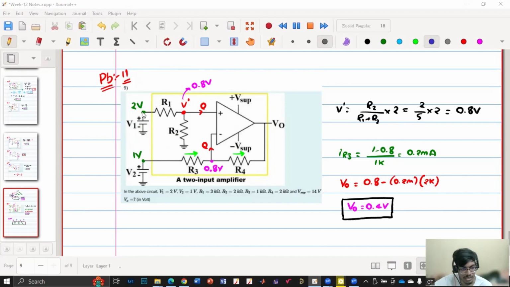So basically 2 volt is being divided among R1 and R2. So this V dash is R2 by R1 plus R2 into 2 volt. For the given R1 and R2, I got V dash as 0.8. So if this positive terminal or non-inverting terminal is at 0.8, the negative terminal or the inverting terminal should also be at 0.8. Because this is 0.8, I have calculated IR3. And we know that current entering the op amp is 0, so IR3 is equal to IR4. So I got IR4. Now 0.8 minus IR4 into R4 is V0. So using that expression, I got V0.